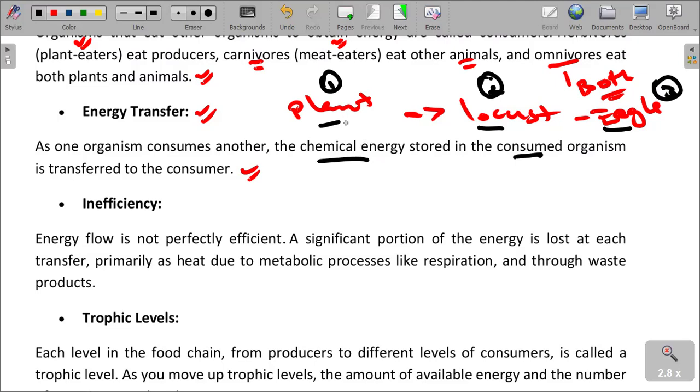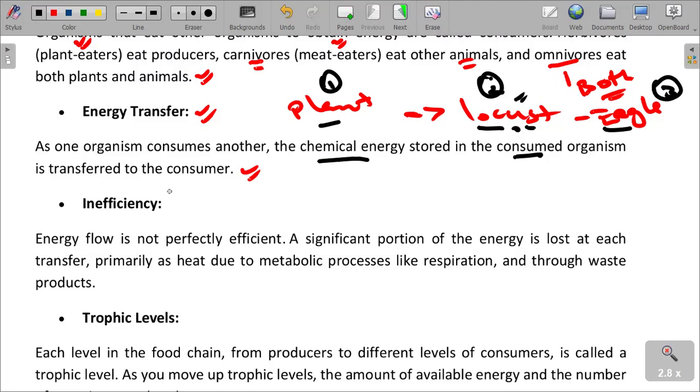So the energy stored in the plant is converted into energy which is necessary for the survival and reproduction by this locust. The locust is therefore eaten also by the eagle. The eagle is therefore eaten by another organism, and then the chain continues as it goes. So energy is being transferred from one organism to another as they are consuming each other.